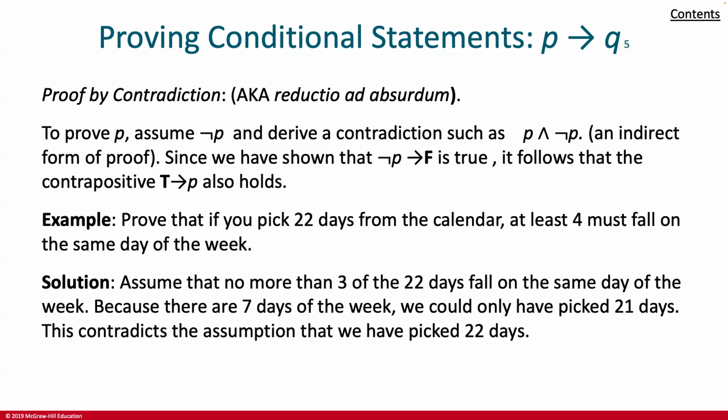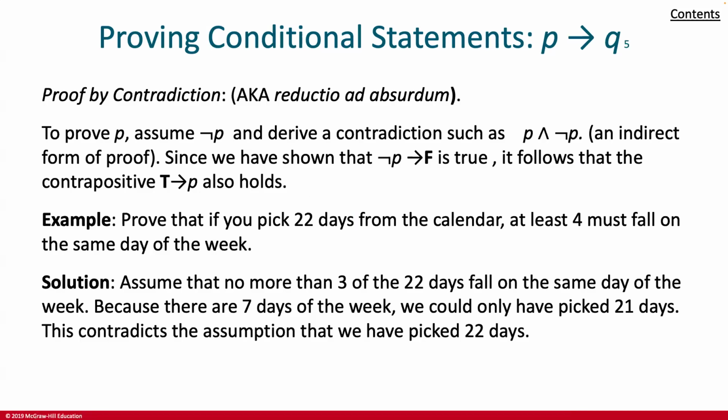So we can also look at proof by contradiction, also known as reductio ad absurdum. To prove P, assume not P and derive a contradiction, an indirect form of proof. Since we have shown that not P implies F is true, it follows that the contrapositive T implies P also holds.